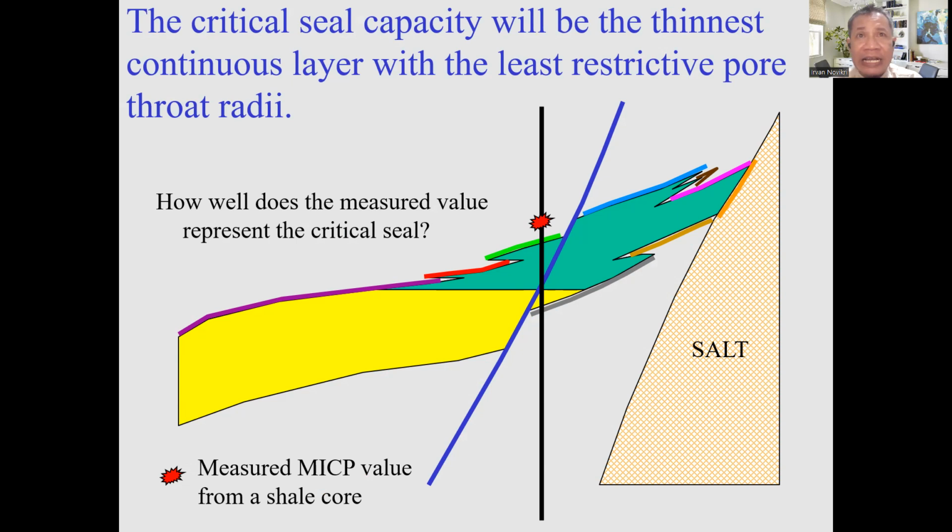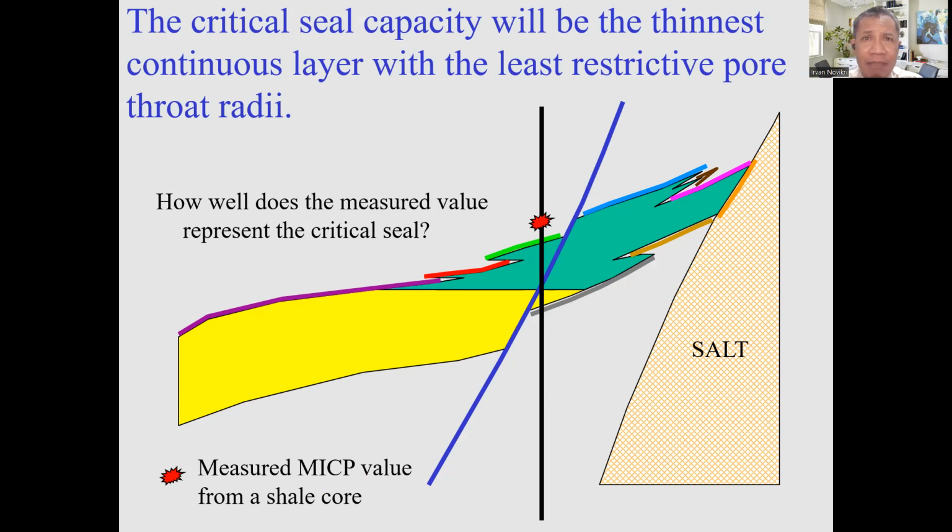One of the critical seal capacities refers to the thinnest layer that has the least restrictive pore radii, which means it allows for the least amount of fluid flow. As we look for more detail, we question how accurately the measured value represents this critical seal capacity, specifically in relation to the measured MIP, mercury intrusion porosimetry, value obtained from the shale core sample.